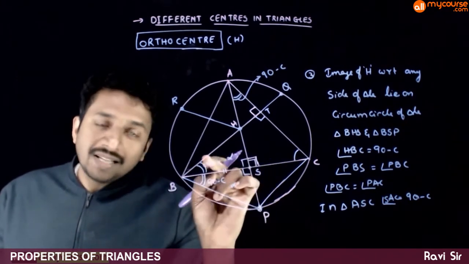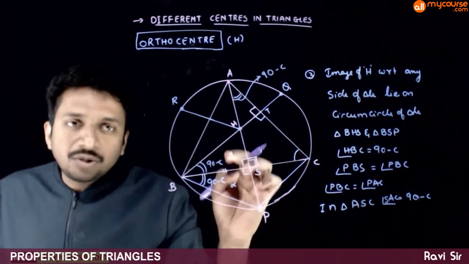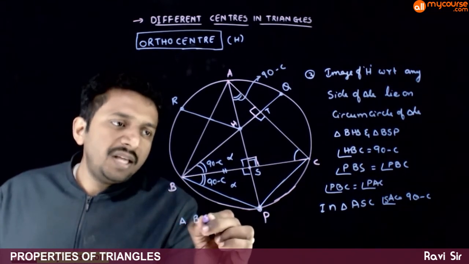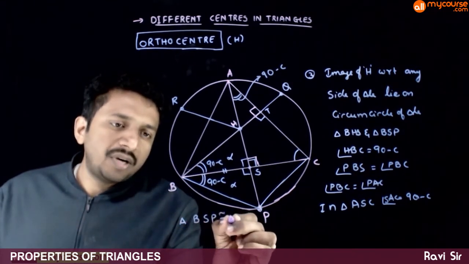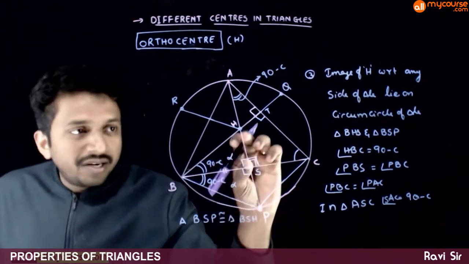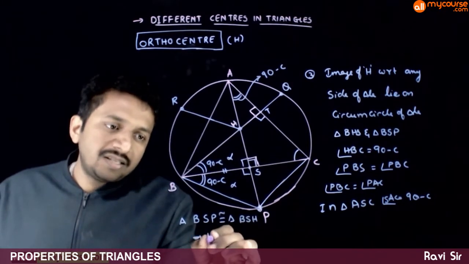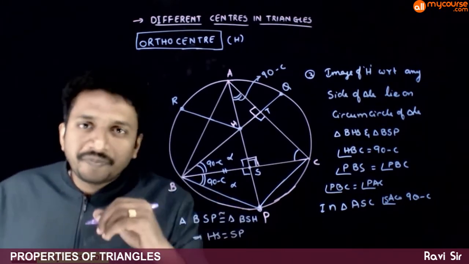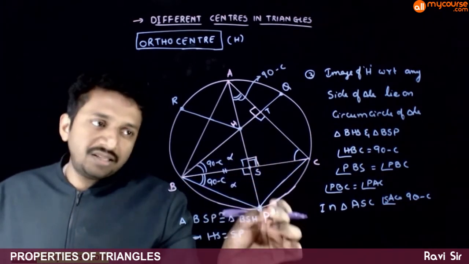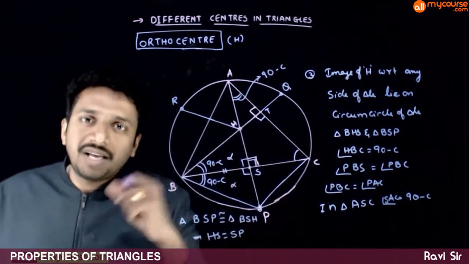Hence, two angles are equal and the included side is the same for these two triangles. Hence, these two triangles are congruent to each other. Triangle BSP is congruent to triangle BSH. So the corresponding sides are equal: HS is equal to SP. Hence the image of H about BC is nothing but P, which lies on the circumcircle of the triangle.